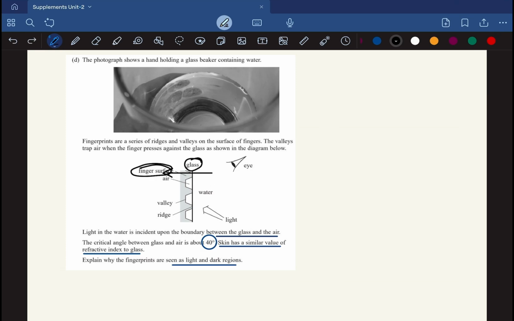But in the air, the refractive index of the glass and the air is different. As they have different refractive indices, the light reflects back. And when there is a reflection, you can see a bright line. But when there is no reflection, when it gets transmitted to the finger's surface, we cannot see anything in this position, so it will be dark, right?